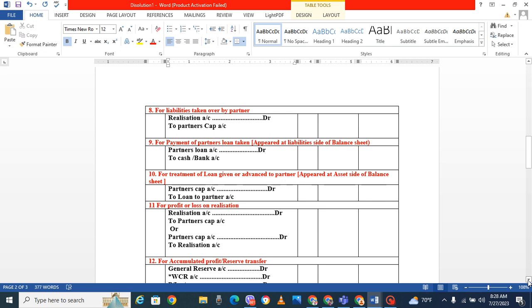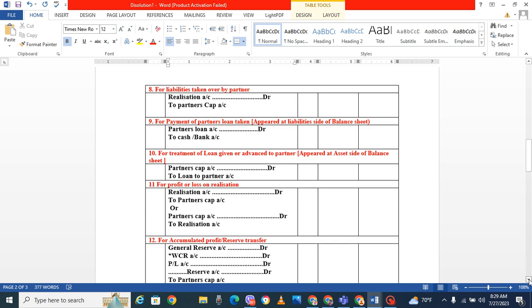There might also be a partner's loan which is taken by the firm. If the firm has obtained a loan from a partner, that is to be paid directly in the form of cash or check. So the partner's loan, which appears on the liability side of the balance sheet, we have to debit partner's loan account and credit cash or bank. That means we have to pay the partner's loan directly, either from cash or by check. So partner's loan account debit to cash or bank account is the treatment of loan given in the liability side of the balance sheet.